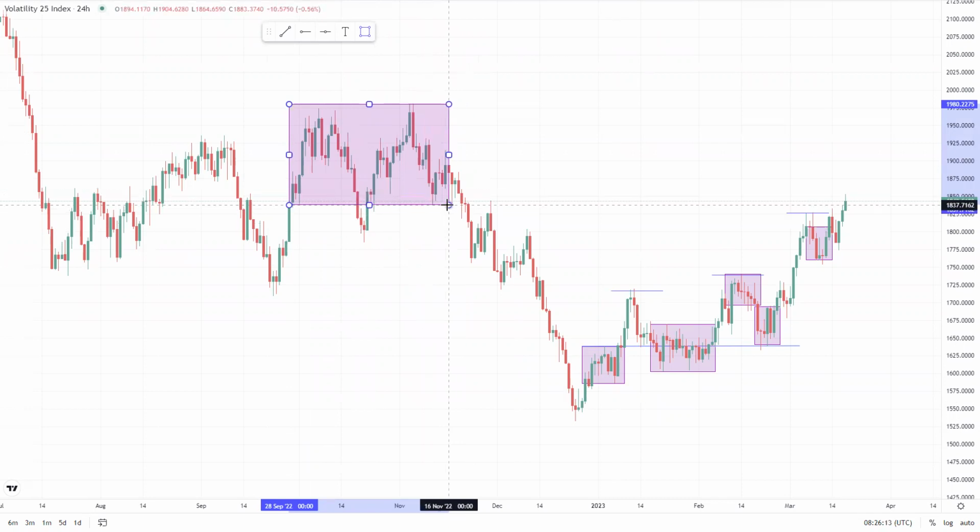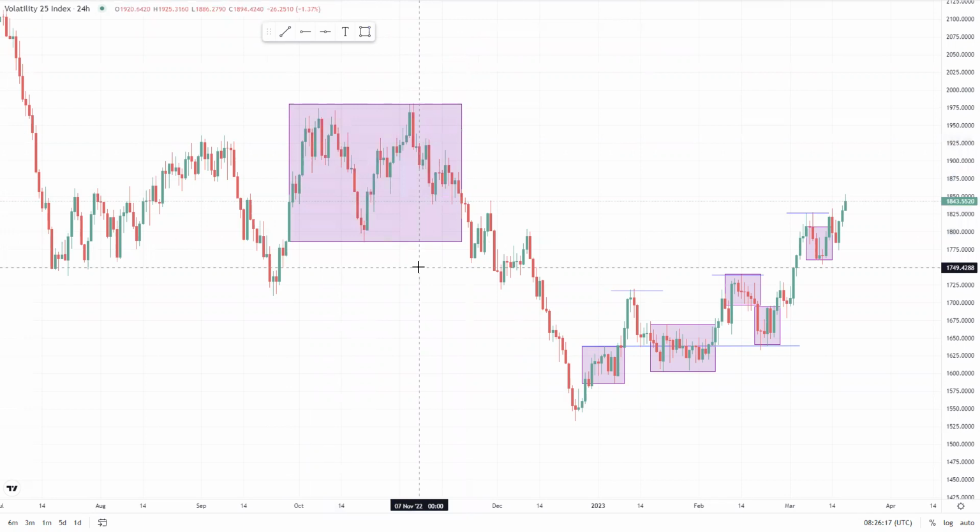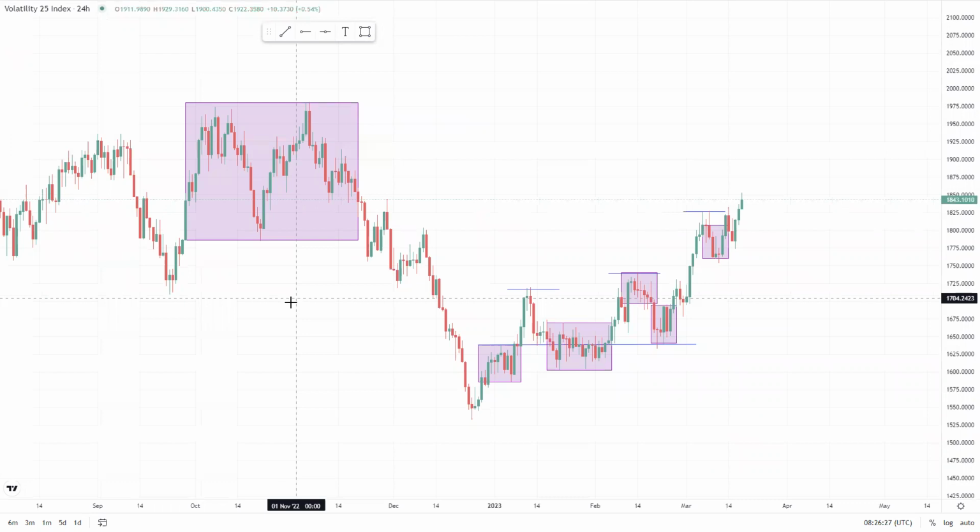So in this case, I am going to mark the entire structure. Now, somebody may say, but why the heck are you doing this? I am trying to mark the highest high of this consolidation and its lowest low. That means you are marking it properly.